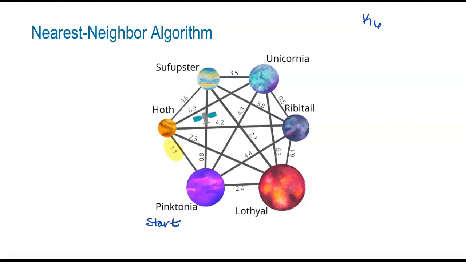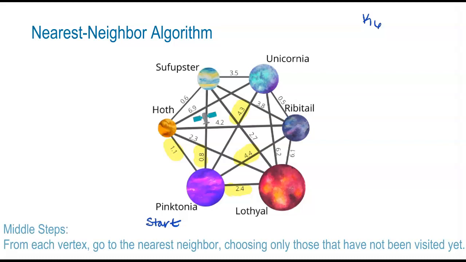Our options are 1.1 years to Hoth, 0.8 years to Cephupster, 4.3 years to Unicornia, 4.4 years to Rivetail, or 2.4 years to Lothial. Clearly, the nearest neighbor is Cephupster, so that's where we will go first. Now that we've arrived at Cephupster, we need to look at the next nearest neighbor, not returning back to Pincktonia. Our options are 0.6 years to Hoth, 2.7 years to Lothial, 3.8 years to Rivetail, or 3.5 years to Unicornia. Clearly, the nearest neighbor is Hoth, so we'll travel to Hoth next.